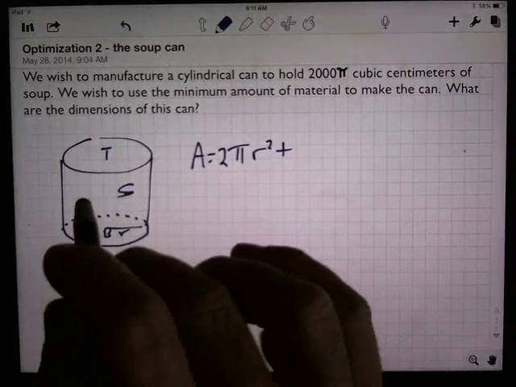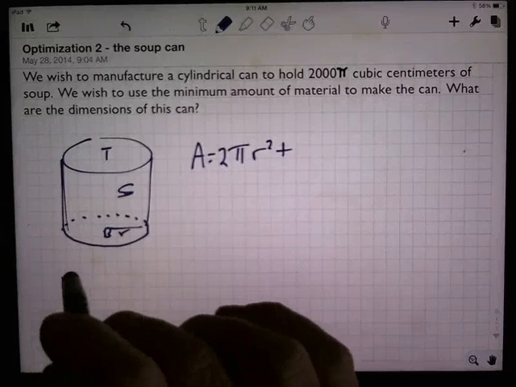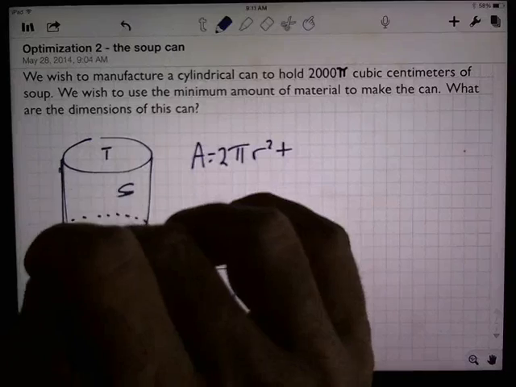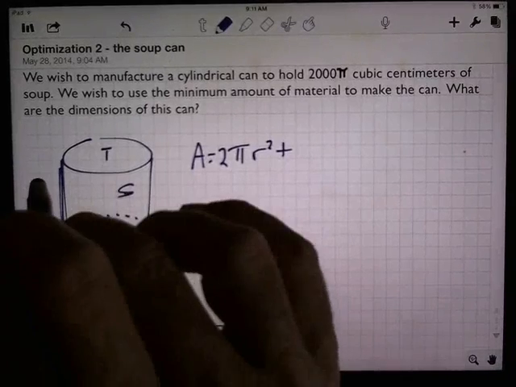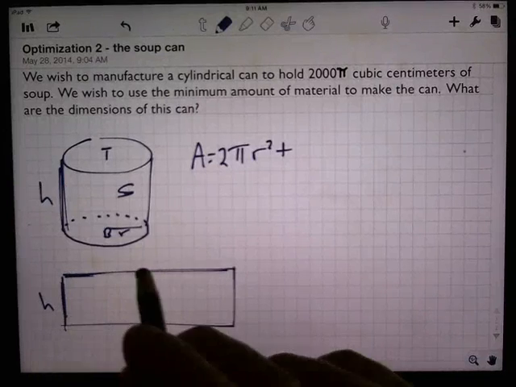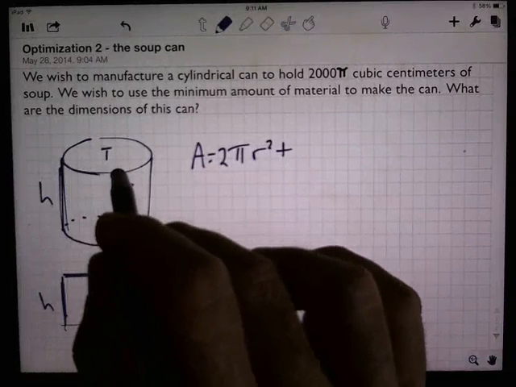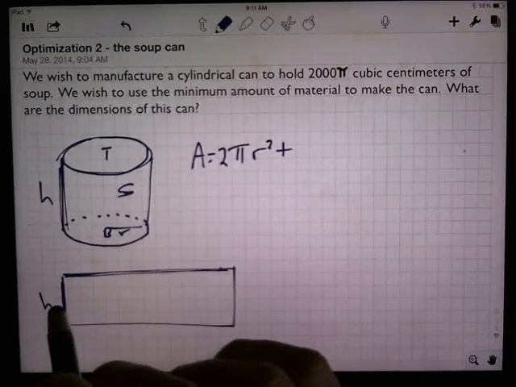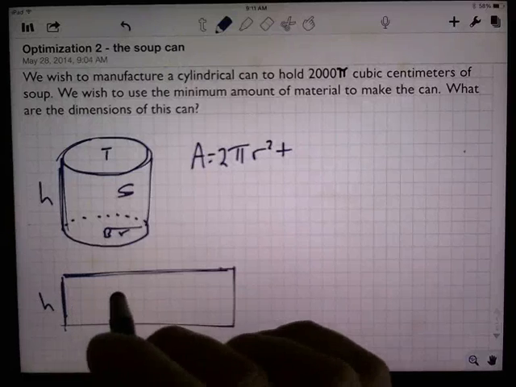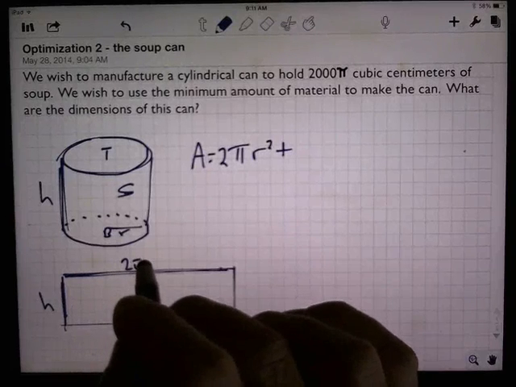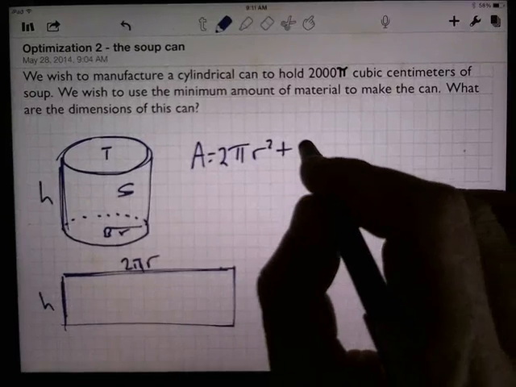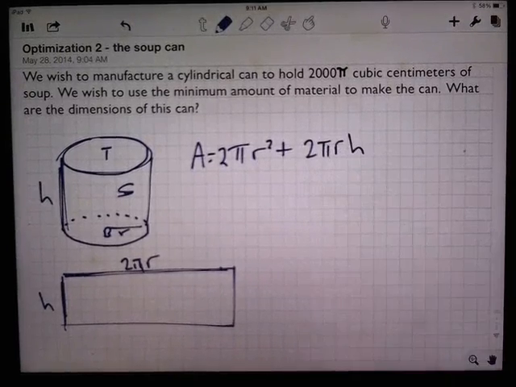If you slice that side open and unroll it, it rolls into a rectangle. The height of the rectangle is whatever the height of the cylinder is, so let's call it h. And the length of that rectangle is the distance all the way around the cylinder, the circumference of this circle of radius r. So this must be 2 pi r. The area here is the length times the width, so 2 pi r h.